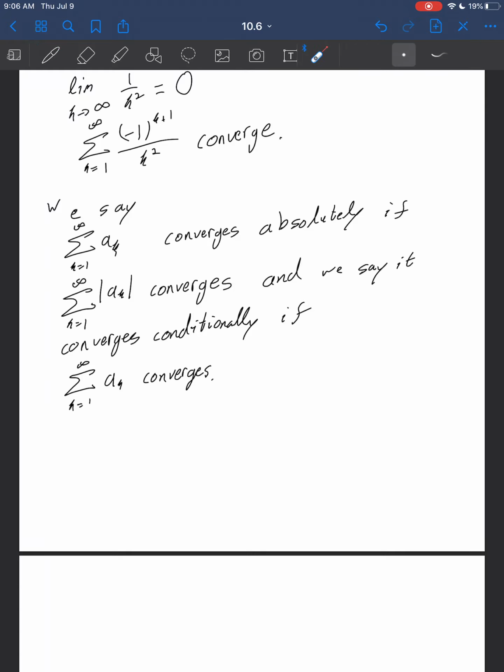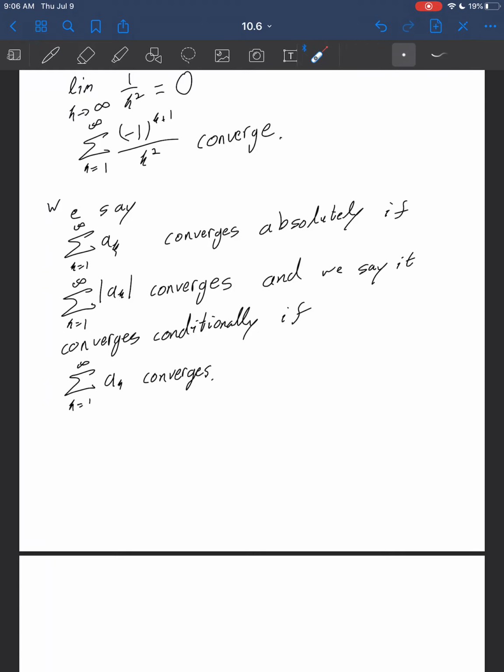So in the case where all of my terms are positive, converges absolutely and converges conditionally are the same thing, because taking these absolute values isn't going to change anything. This is more interesting, however, in the case of alternating series or just series where we can have negative terms, right? So we're not just adding things, but we might also be subtracting things.